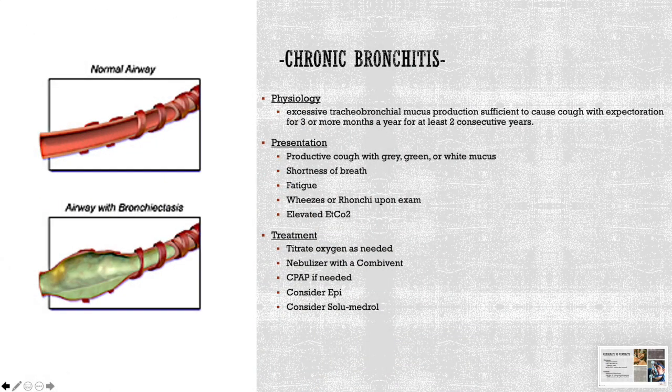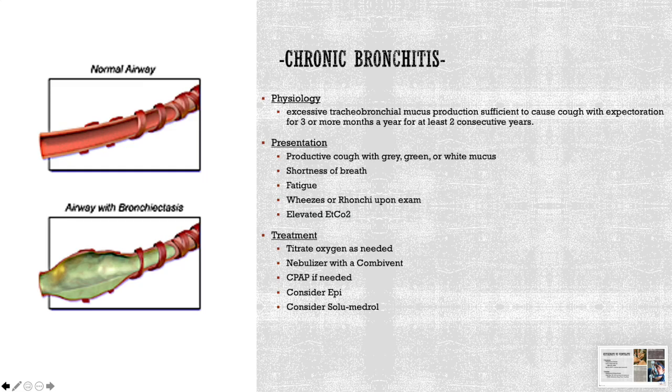So the first disease we're going to talk about when it comes to the COPD triangle is chronic bronchitis. Now, the clinical definition of this is excessive tracheobronchial mucus production sufficient to cause cough with expectoration for 3 or more months a year for at least 2 consecutive years. That's incredibly technical. Basically what that means is they have a productive cough for 3 or more months out of the year, 2 years in a row. Basically, these patients have increased mucus production on a chronic basis.